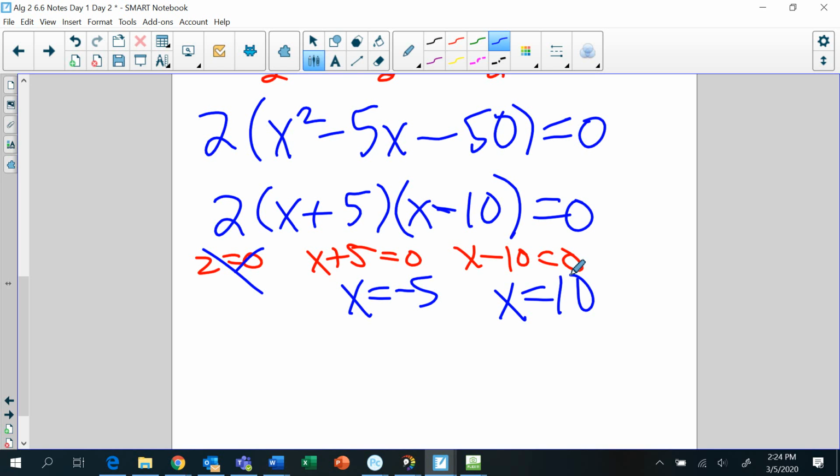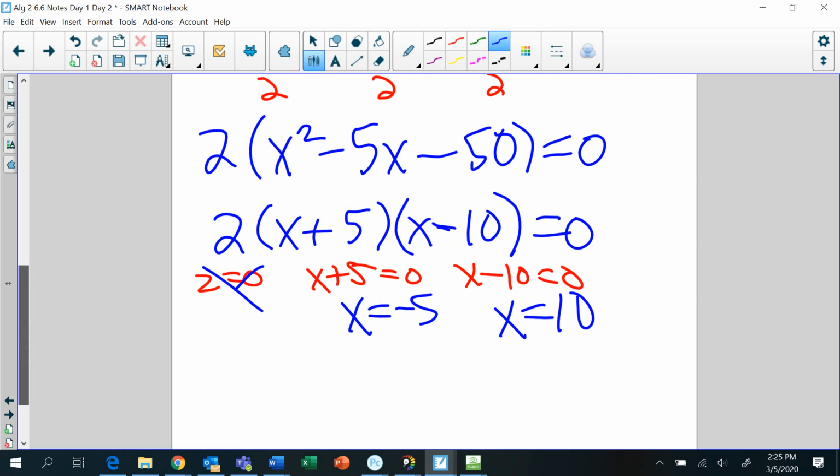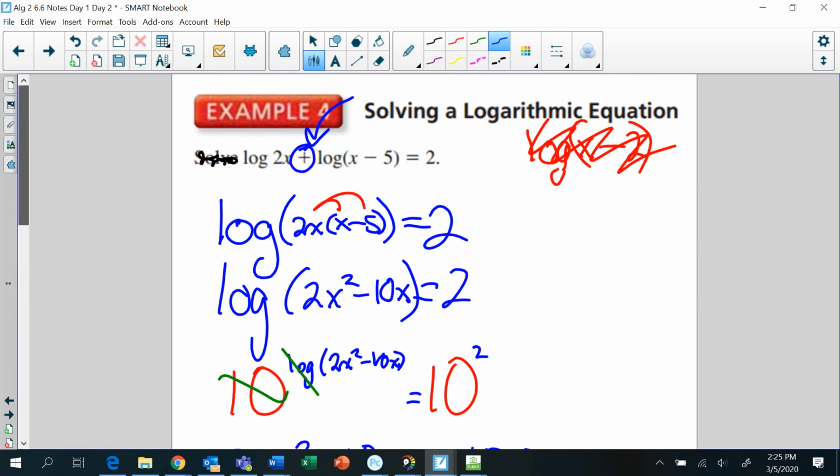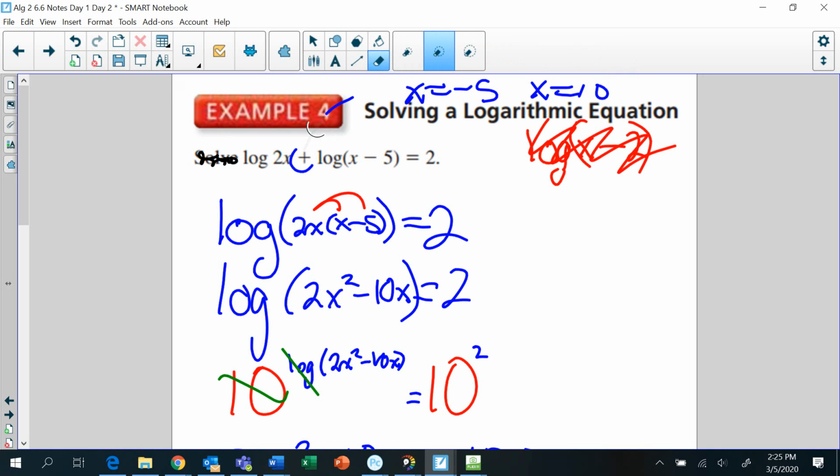Maybe. We've got to check. Yes, we have to check. Plug in to see which one works. You don't have to totally plug it in, but you need to plug them in. Let's go back up to the original question. My two answers were x equals -5 and x equals 10, way at the bottom of my paper here.